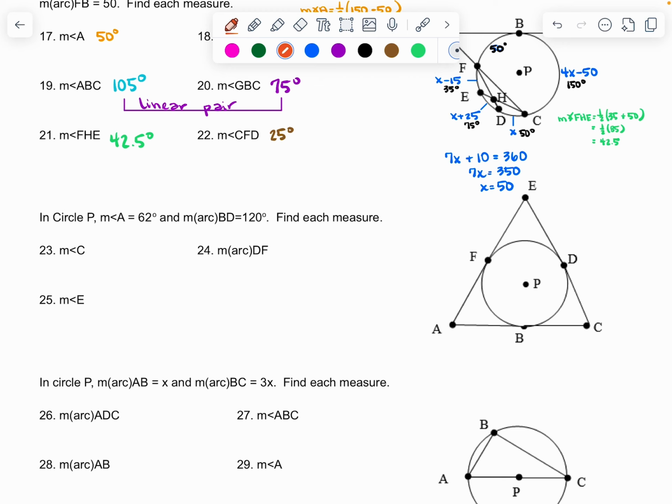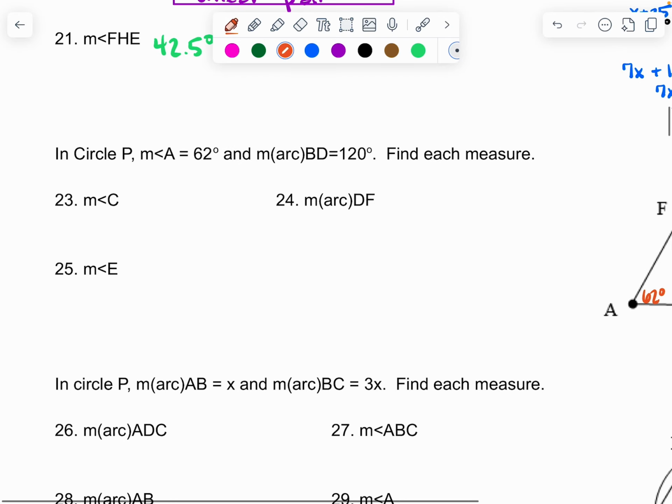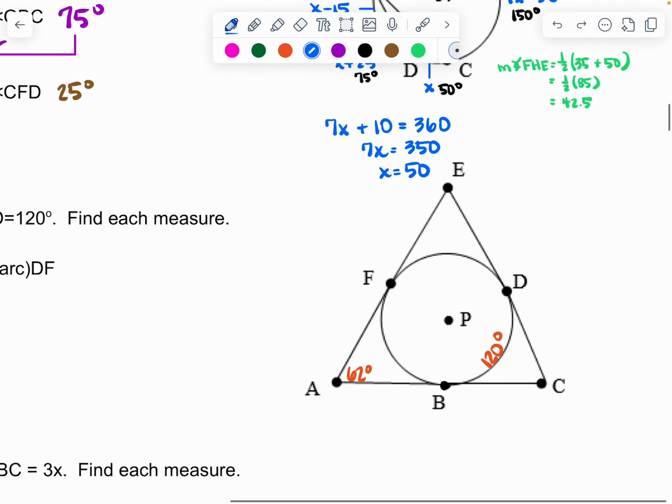Number 23, it says the measure of angle A is 62. Okay, so I'm going to go ahead and put that in. The measure of arc BD is 120. So BD, the arc, is 120 degrees. All right, now I don't know how much you remember, but these are all tangents, right? Tangent, tangents, tangents. And we learned that super awesome shortcut. It was in that yellow box in our notes that said secret rule of tangents. It is so handy to know in problems that look like this.